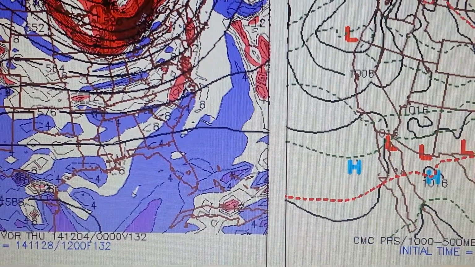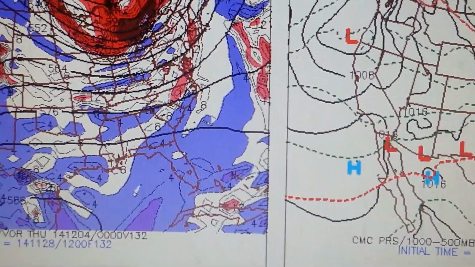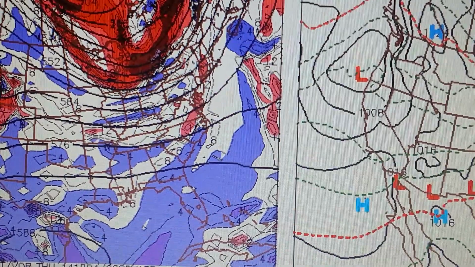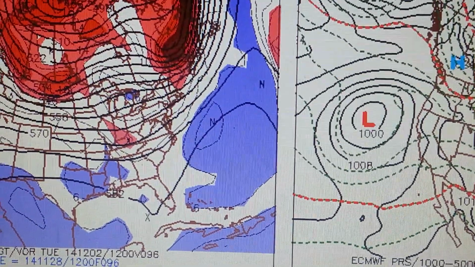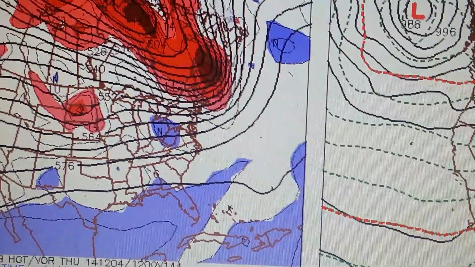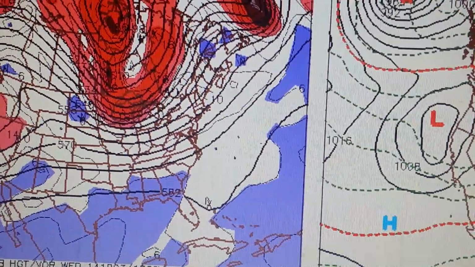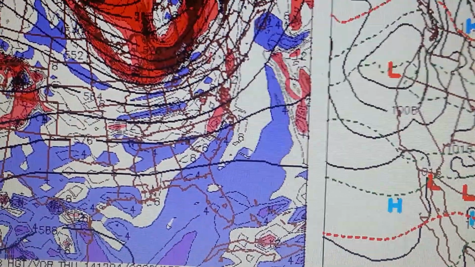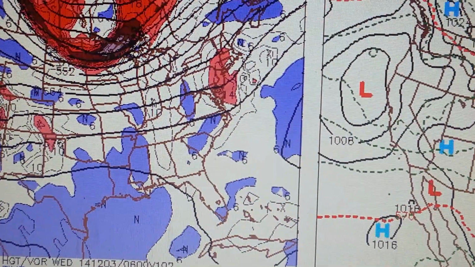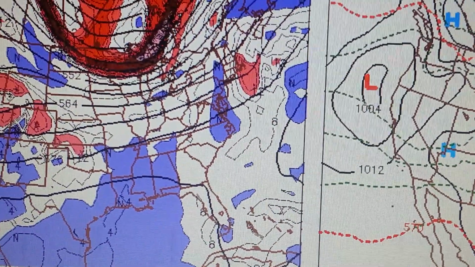Alright, so here we are, Wednesday evening right now, okay? And here's a Canadian, European, so this is the European. There's the Canadian. And here is the GFS.